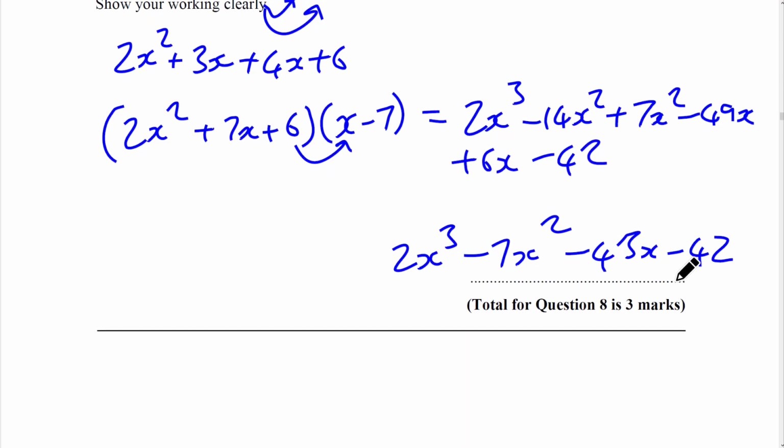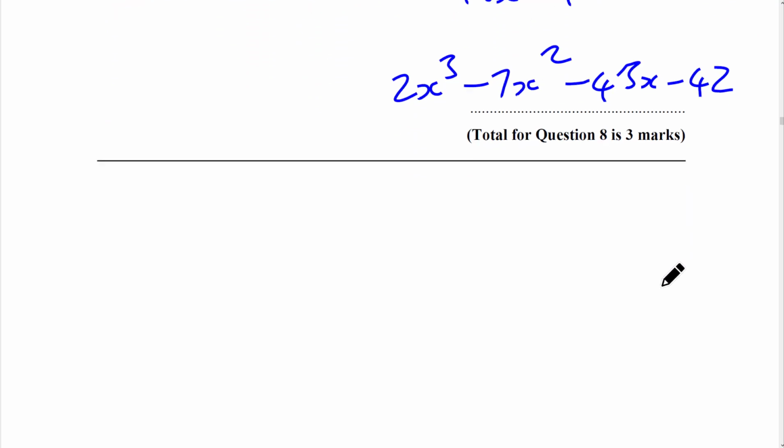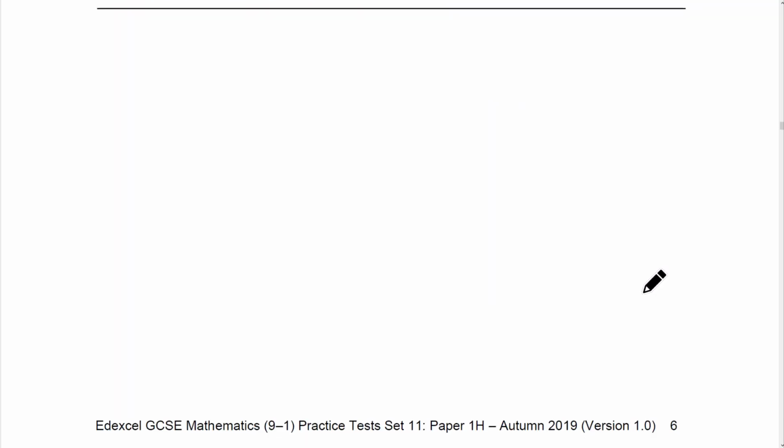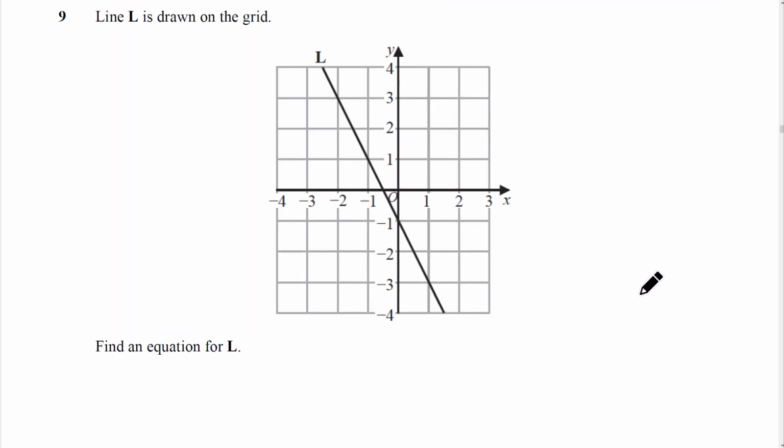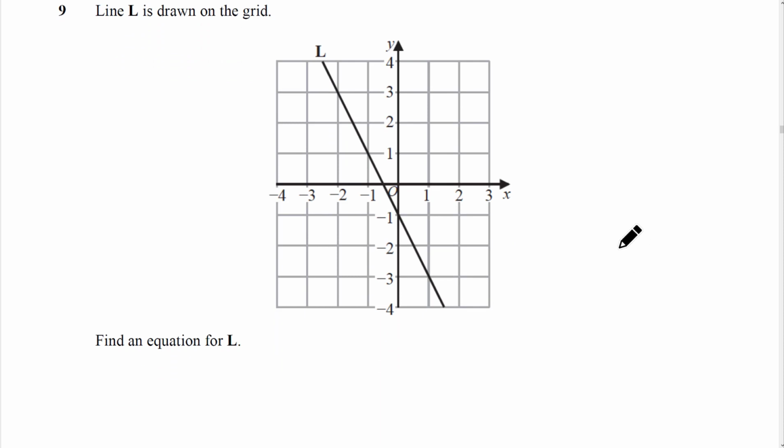That should be banker, 3 out of 3 really, guys. Okay, so this is a nice paper. 9, find the equation for L.